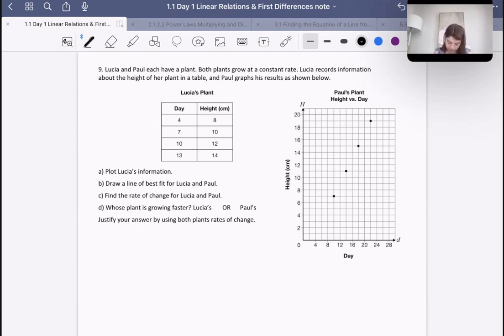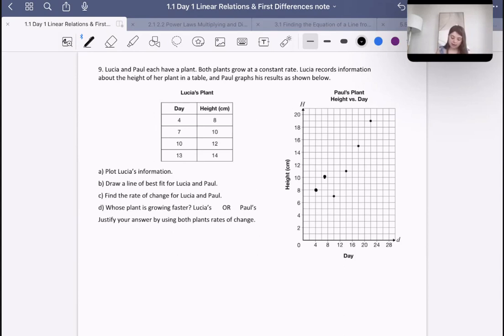So here it says to plot Lucia's information. So it actually looks like it is already plotted, is it? No, actually, let's see. Day 4, it's 8. So that would be here. And then day 7 would be 10. So that's here. And then, oh, I see, because this is Paul's plant. So now we're doing Lucia's plant, and we're going to compare the two.